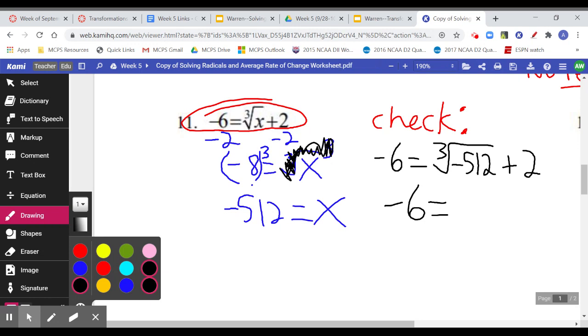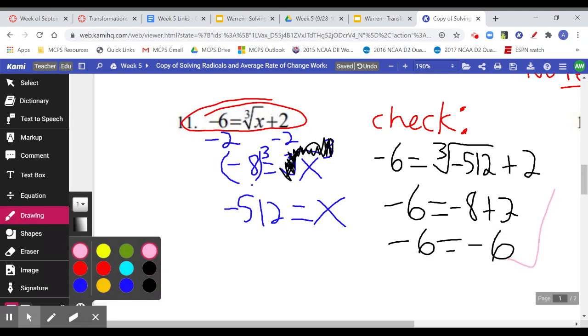If you have a real calculator, that's even better. But either way, if you take the cube root of negative 512, you get negative 8. And then plus 2 leaves me with negative 6 is equal to negative 6. So this checks out. We are good to go. This is a real solution, not an extraneous one. So I'm just going to go ahead and circle it or put a box around it because I know that this is a real solution.